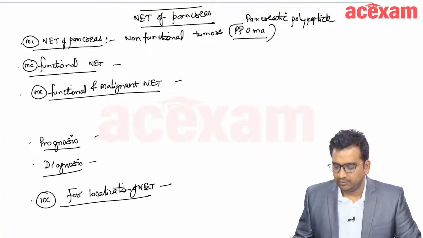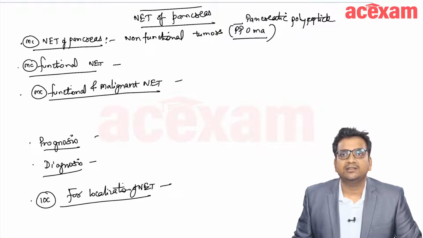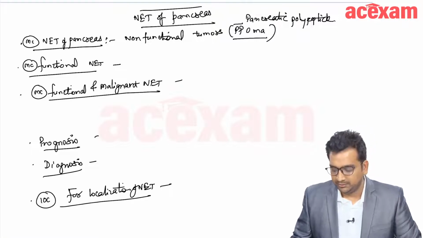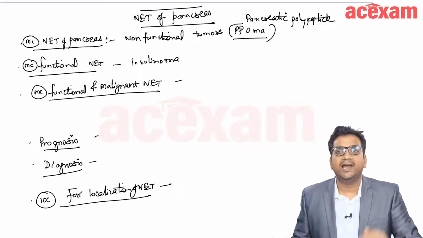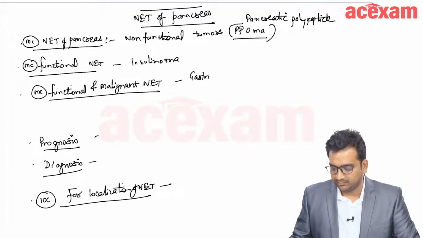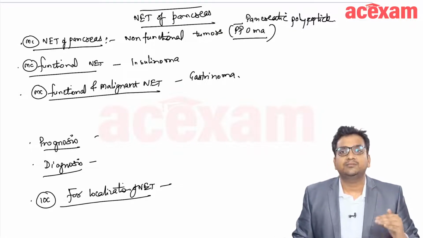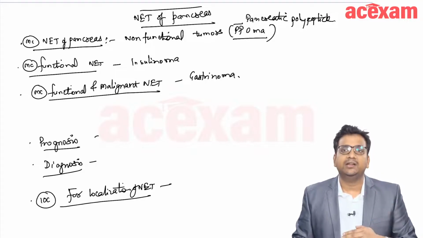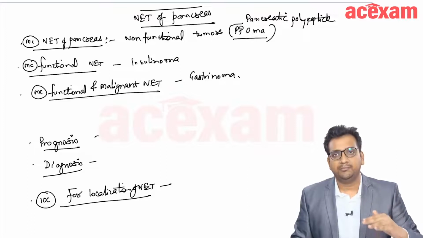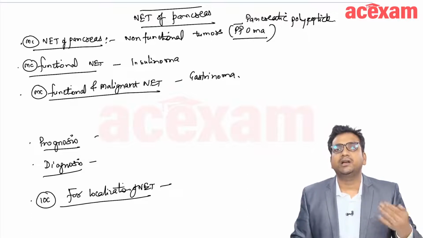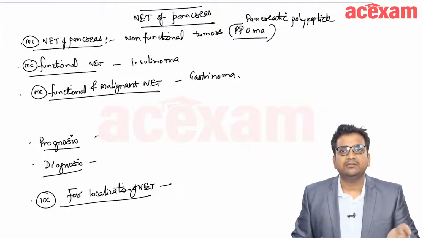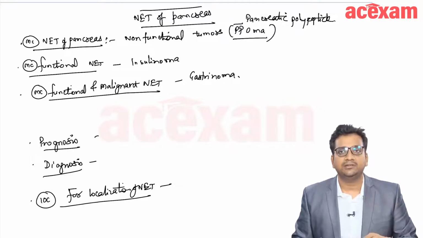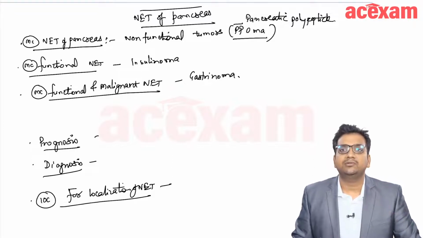Okay, so now overall, the most common neuroendocrine tumor of pancreas is non-functional tumor or a VIPoma. The most common functional neuroendocrine tumor is insulinoma. The most common functional and malignant neuroendocrine tumor is the gastrinoma. Now these functional tumors are detected early. Why? Because their clinical features are due to the active substance that they are producing. That is why the patients generally have some clinical features. They present to us early and are diagnosed at early stages.